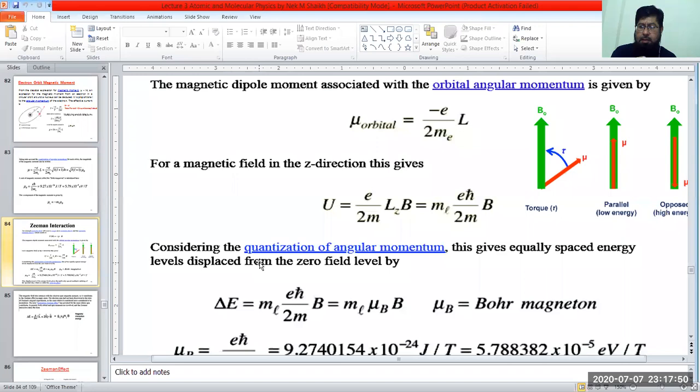Similarly, we did the JJ coupling: for a heavier atom the dominant coupling is the JJ coupling, because the electrostatic interaction is weak as compared to the spin orbit interaction. So as a result, the JJ coupling is dominant for the heavier atom.